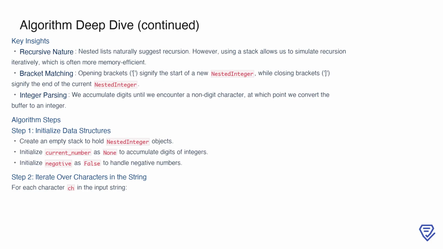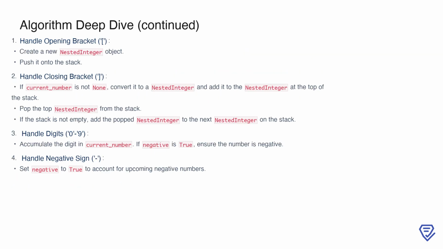With these insights, our algorithm begins by initializing three components: an empty stack for nested integer objects, the current _number buffer set to none to accumulate digits, and a negative flag initialized to false for handling negative numbers. Once initialized, we process each character in the input string one by one, evaluating its role in constructing the nested structure. When iterating through the input string, specific characters trigger specific actions.